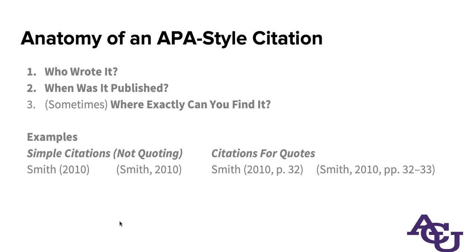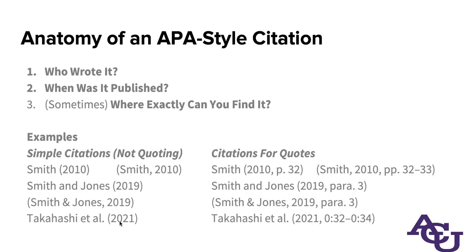So let's look at some examples. Smith 2010: Smith is the author's last name, 2010 is when it was published. If you're quoting, we have the two examples on the right, where page numbers are included. In the second case, a page range indicates that the quote goes across those two pages. Here's how it looks with two authors. And if you have three or more, you just list the first author plus et al. That's a Latin abbreviation. It means basically and so forth.